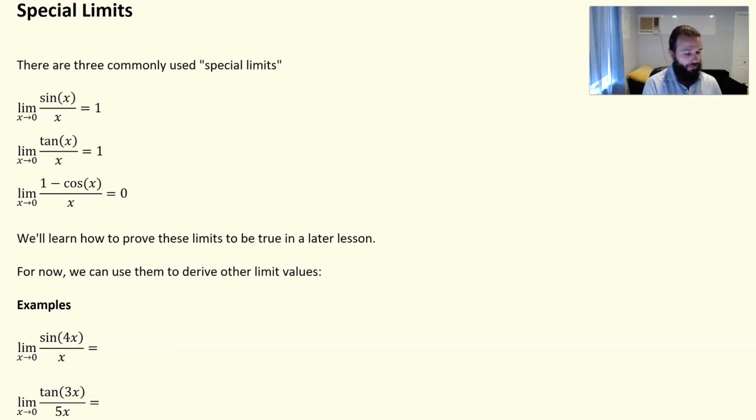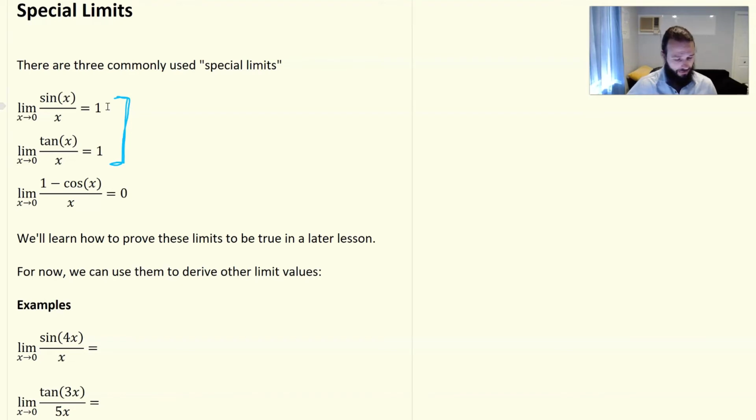So the limit as x approaches 0 of sine of x over x is 1. The limit as x approaches 0 of tan of x over x is 1. And the limit as x approaches 0 of 1 minus cosine of x all over x is 0. Now, these two are the ones we're going to focus on because we can actually multiply the numerator and the denominator inside or outside of the sine function and use these to derive some more complicated answers.